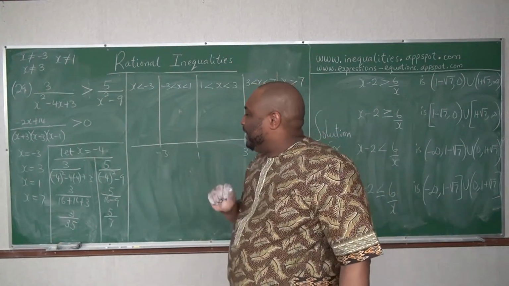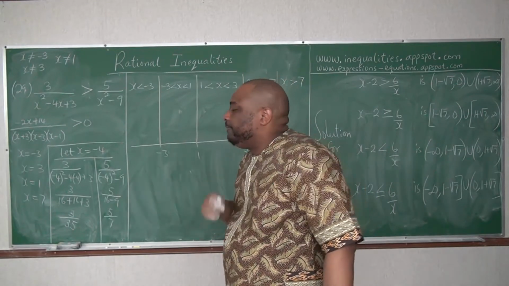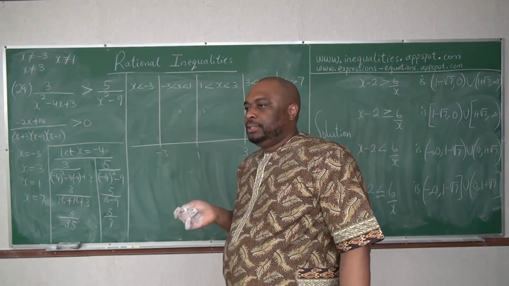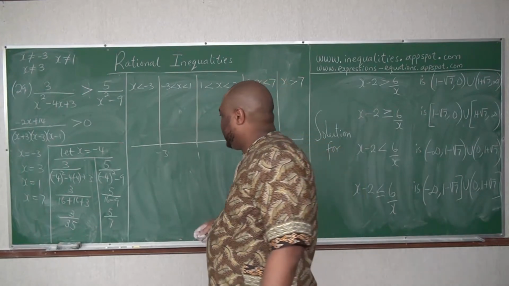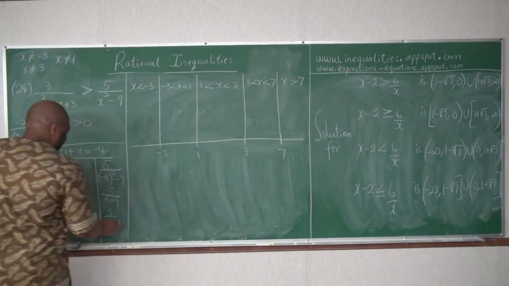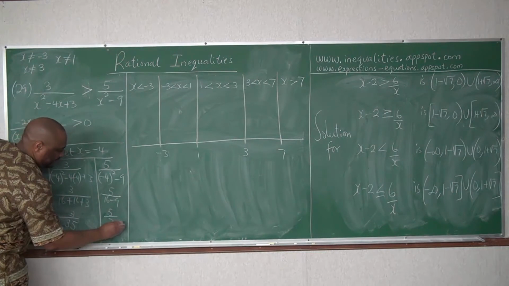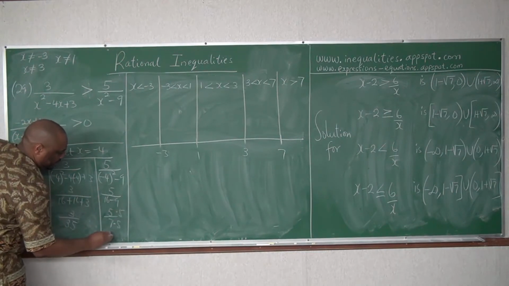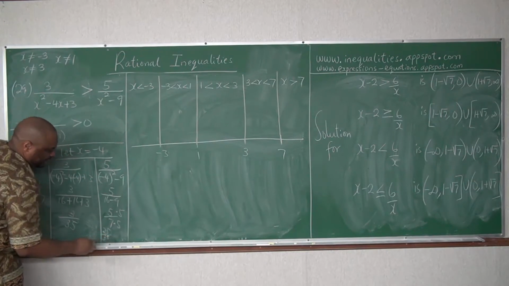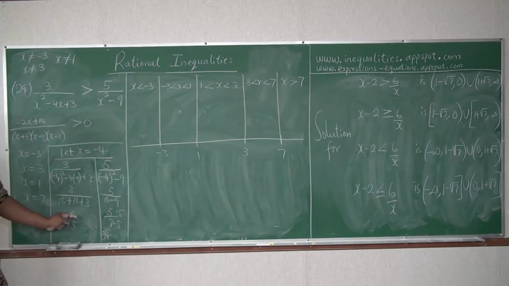Okay, 3 over 35 and 5 over 7. So 5 over 7 is times 5 times 5, 25 over 35. Because this is times 5 times 5. So this is 25 over 35. Because I want to know who is greater, I want to compare them. So is 3 greater than 25? No.